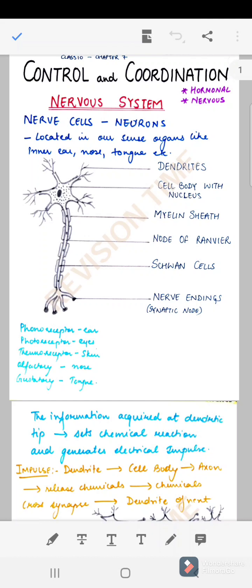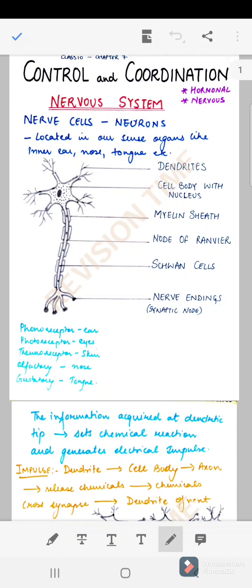Today I am starting with the chapter Control and Coordination, that is chapter number 7 of class 10. So now let us start. Our human body is capable of performing so many functions, and we need to control our movements and coordinate our actions. So for this we have a coordination system.